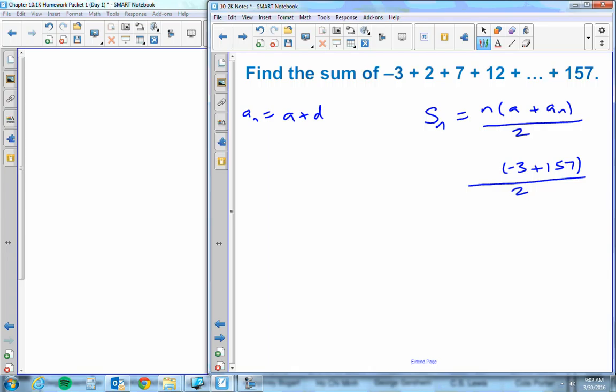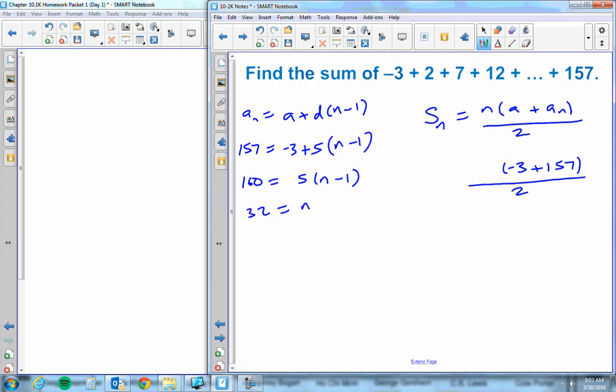Let's write it out first. So what goes here? The 157, yeah, good. And the first term is the negative 3, I know that. The common difference is what? And then just solve for n. I'll start by adding 3 to both sides. We're going to divide by 5.